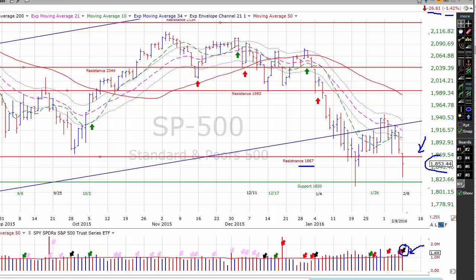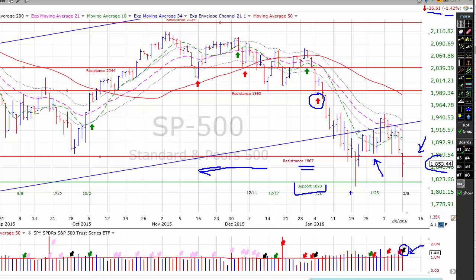Right now the S&P is bracketed by support down here in the 1820 area. Again, this support goes all the way back to October of 2014. We have resistance up here in the 1867 area. Our market timing model is on a primary sell signal, but we have a secondary aggressive buy signal.